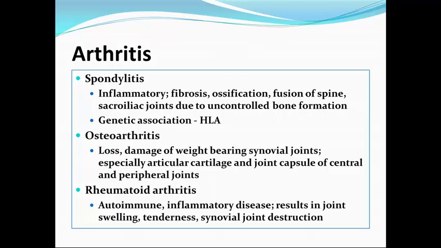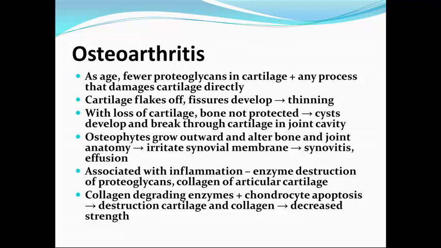Rheumatoid arthritis, unlike osteoarthritis, is an autoimmune inflammatory disease. As a result of the rheumatoid arthritis inflammatory process, this results in joint swelling, tenderness, and actually joint destruction at the synovial membrane itself. Let's take a closer look, though, at both osteoarthritis and rheumatoid arthritis.